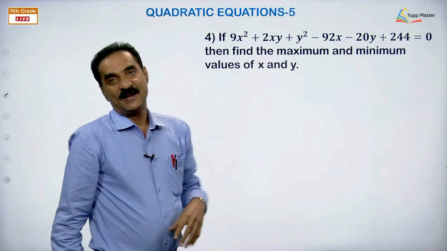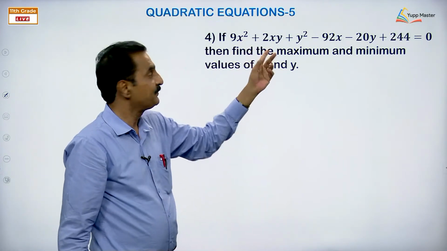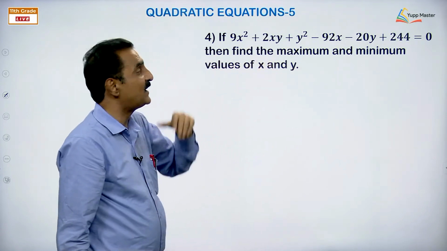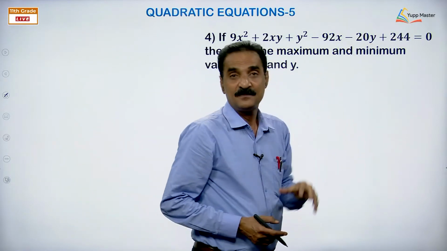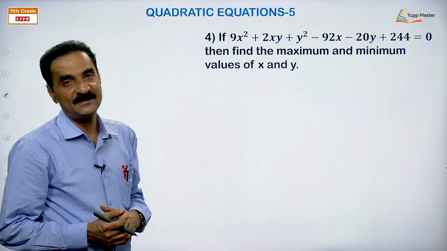An expression is given in x and y. Both x and y are variables. Then find the maximum and minimum values of x and y. When x and y are connected by this equation, find the maximum and minimum values of x and y. That is the question.